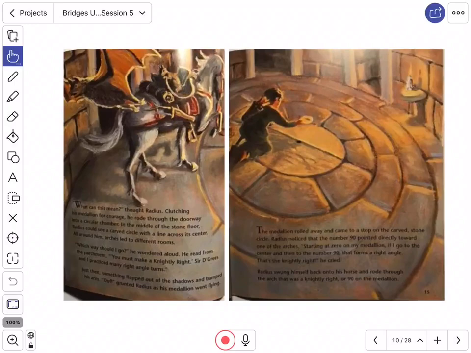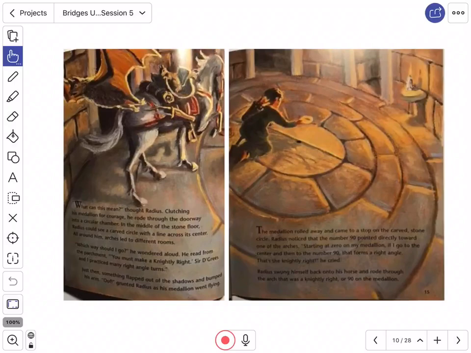He rode through the doorway into a circular chamber. In the middle of the stone floor, Radius could see a carved circle with a line across the center. All around him, arches led to different rooms. "Which way should I go?" he wondered aloud. He read from the parchment: "You must make a nightly ride." Sir Degrees and I practiced many right-angle turns.